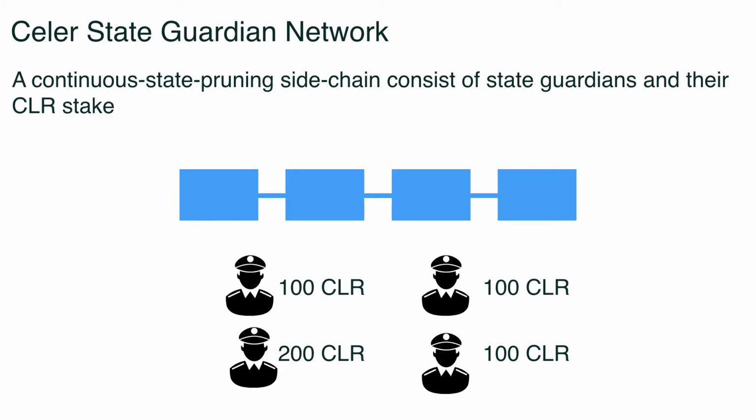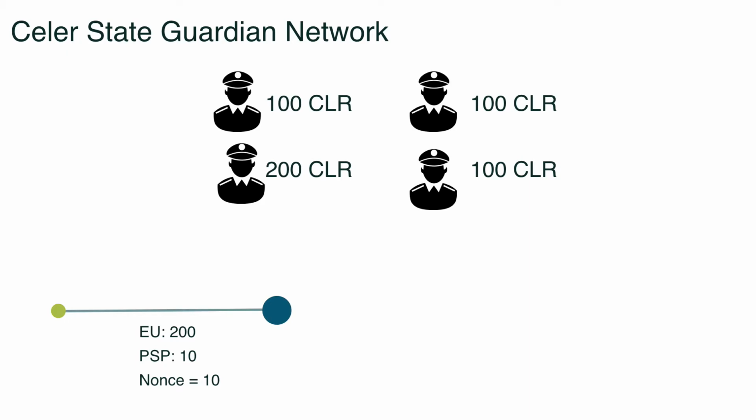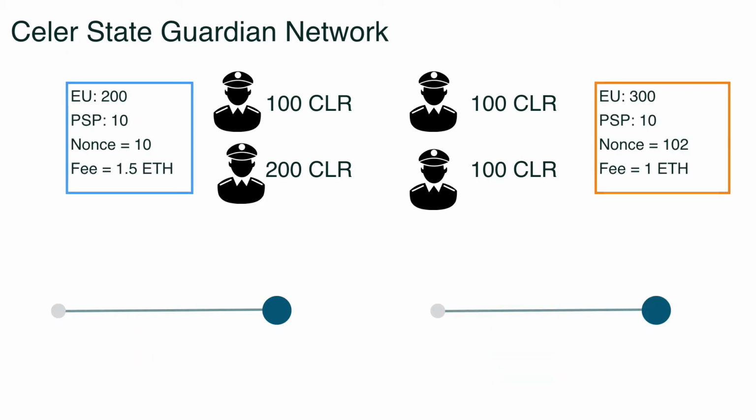Now, when the user goes offline, what the user will do is submit their most current state to the State Guardian Network. And the State Guardian Network will report that, and of course, just like any sidechain, also commit the current log. Instead of transactions, it's going to be state, and it will have an organized hash with the root chain.